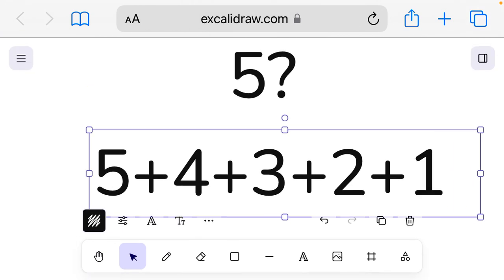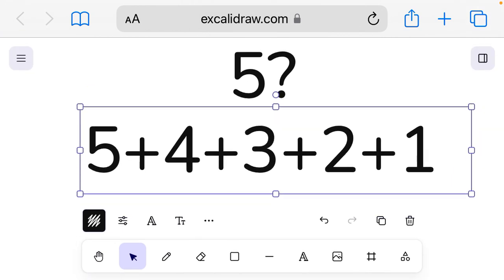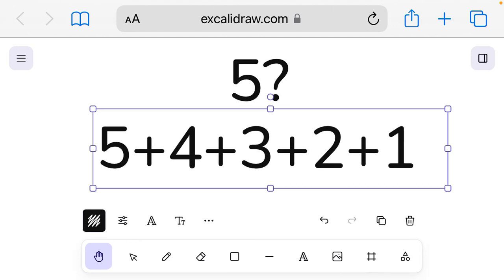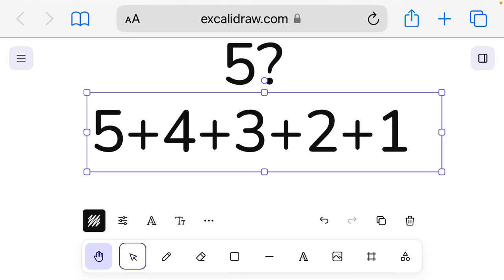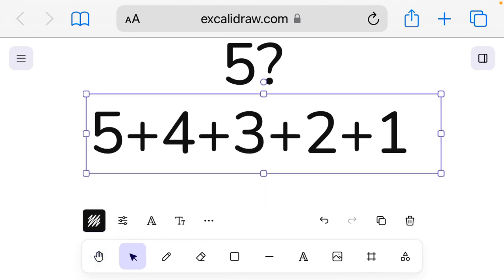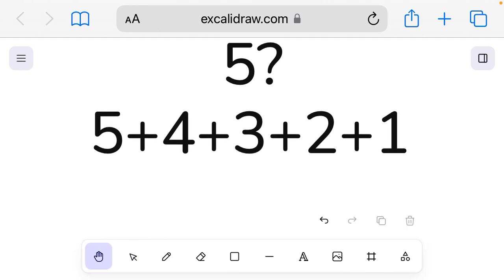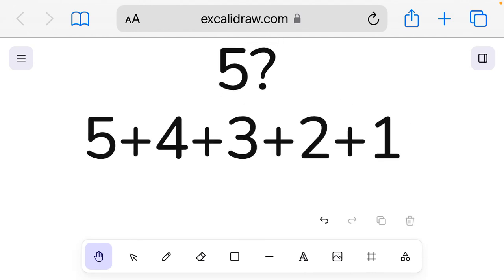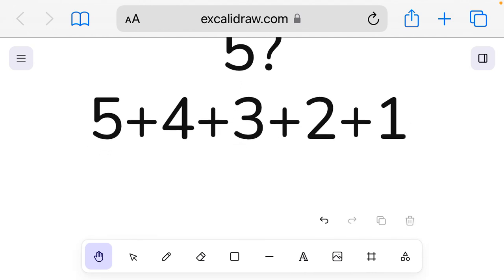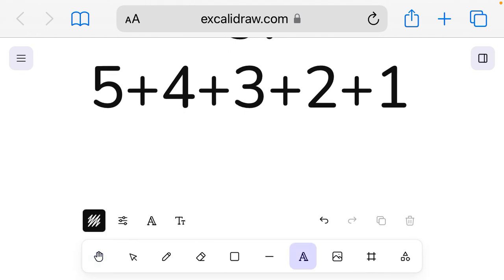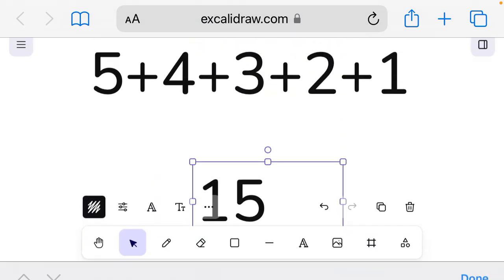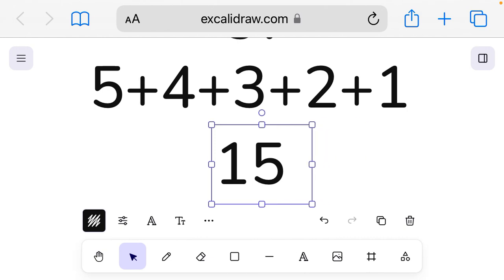Make sure to write that plus 1, since adding 1 is just not identity. Adding 0 is the identity property of addition. But anyway, let's continue on. So in order to solve this, we have to do 5 plus 4, which is 9, and then 9 plus 3 is 12, and then 12 plus 2 is 14, plus 1 is 15. So 5 terminal equals 15.